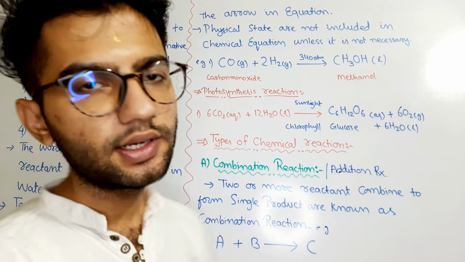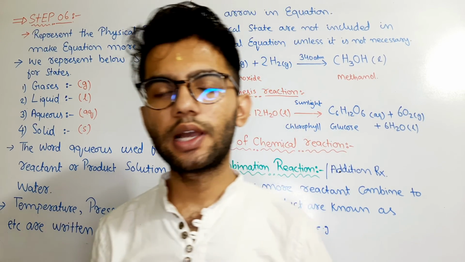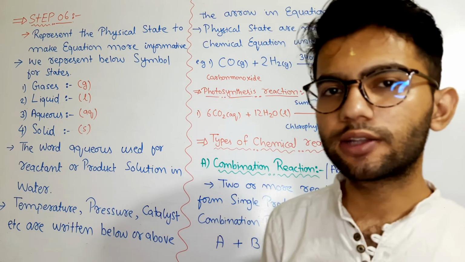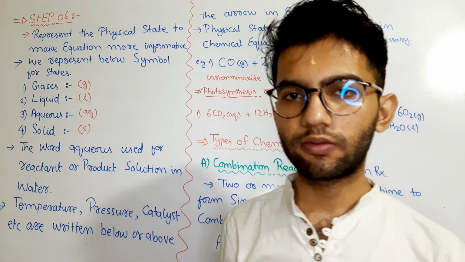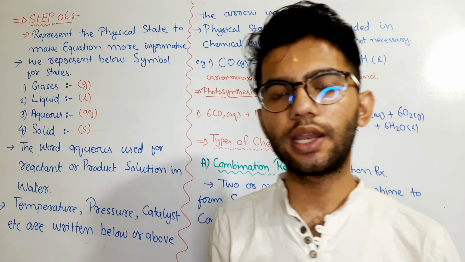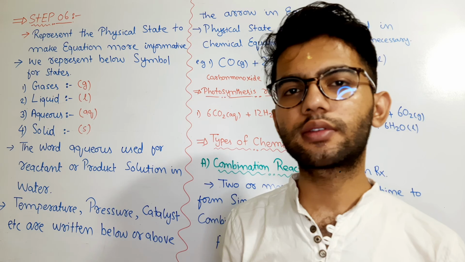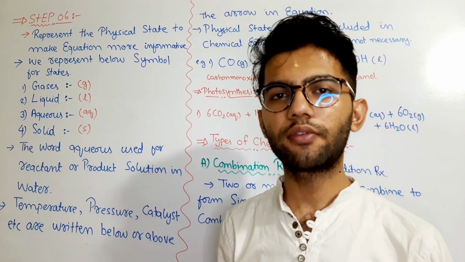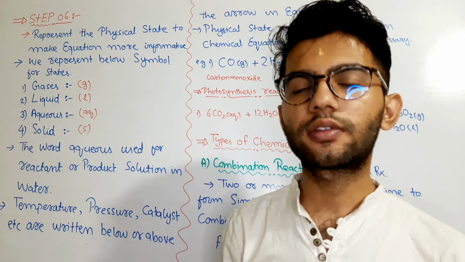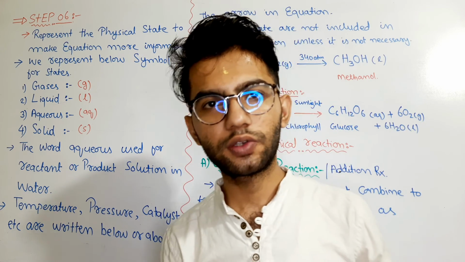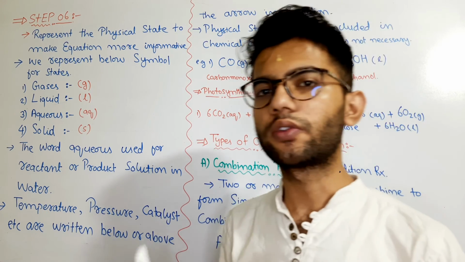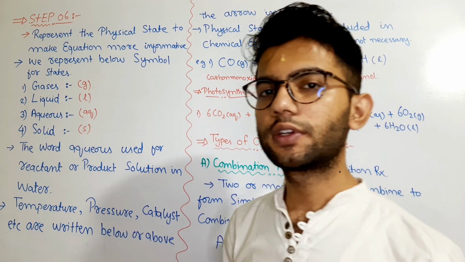Hello, hi everyone. As you know, in the previous class where we left off, we completed the 5 steps of balancing a chemical equation. In the last step we balanced the chemical equation. Is that enough, or do we need to do one extra step that will make our equation more informative than it was up to the fifth step?